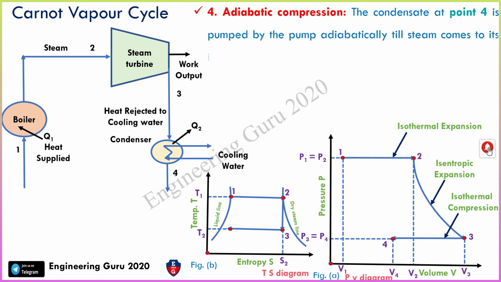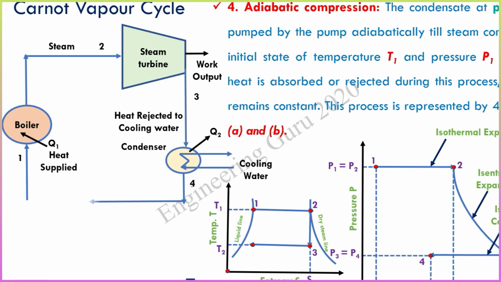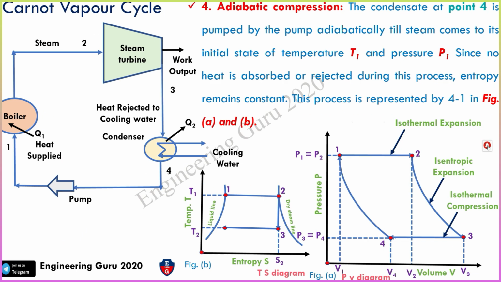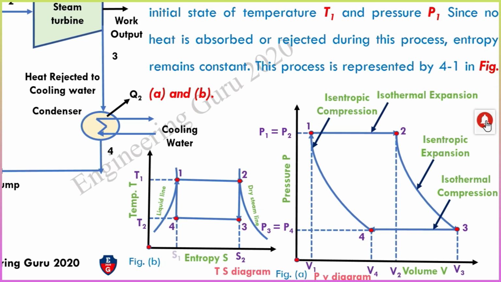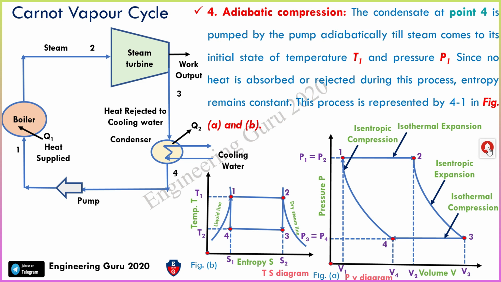The condensate at point 4 is pumped by the pump adiabatically till the steam comes into the initial state of temperature T1 and pressure P1. Since no heat is absorbed or rejected during this process, entropy remains constant. This process is represented by 4-1 in figures A and B.